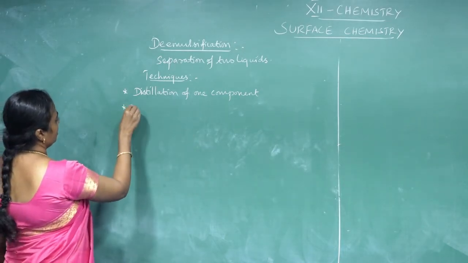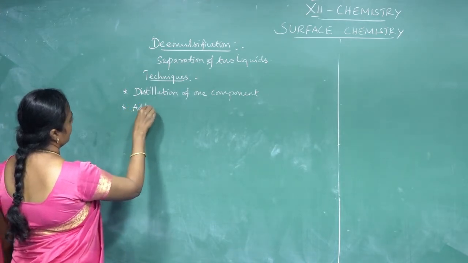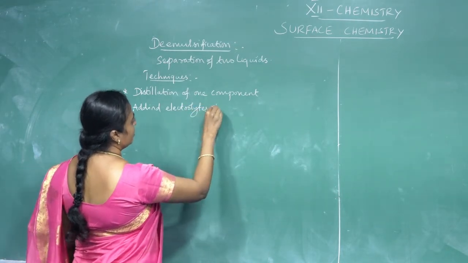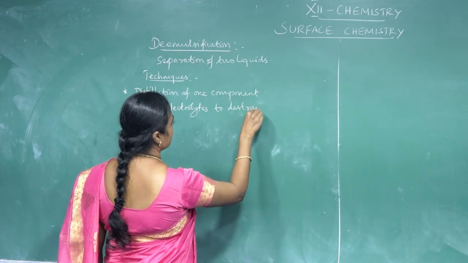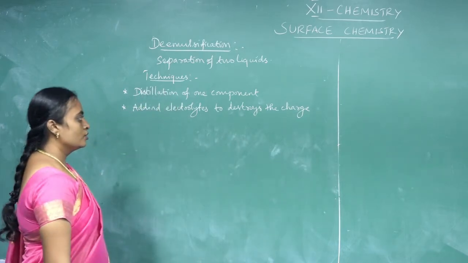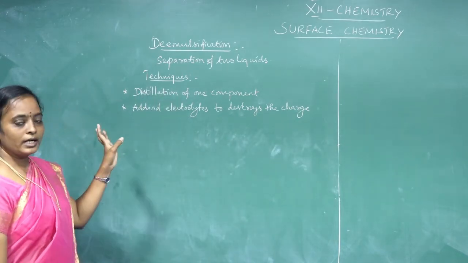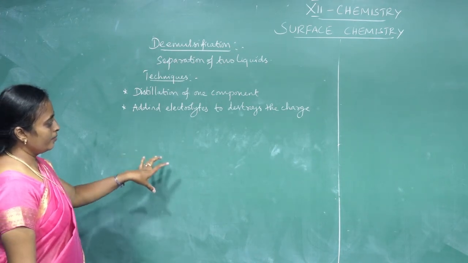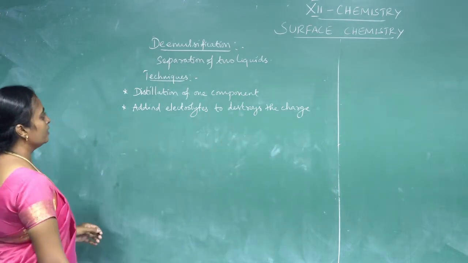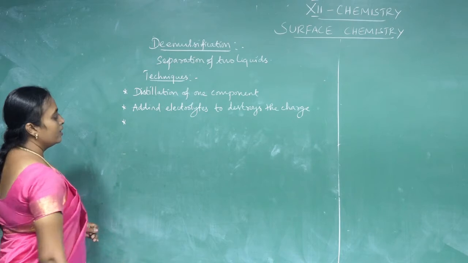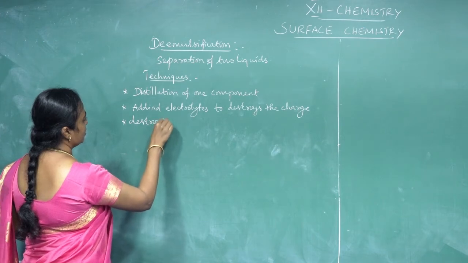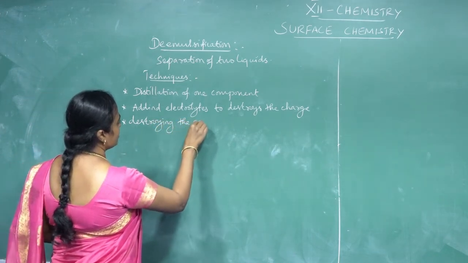In the same way, by adding an electrolyte to destroy the charge. You know that the emulsion contains charges. So whenever you add an electrolyte containing positive and negative charges, that will destroy the charges of the emulsion. By using this, we can separate the emulsion. And next one, by destroying the emulsifiers.